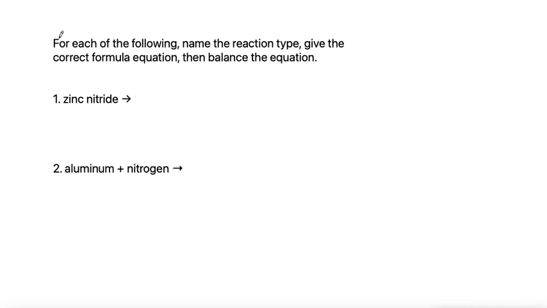So this problem says, for each of the following, name the reaction type, give the correct formula equation, then balance the equation. And keep in mind that for this problem, the only two options for the type of reaction are either synthesis or decomposition. So if we start with zinc nitride, and we know it's going to something, because zinc nitride is a compound, we can assume that this is decomposing into its elements.